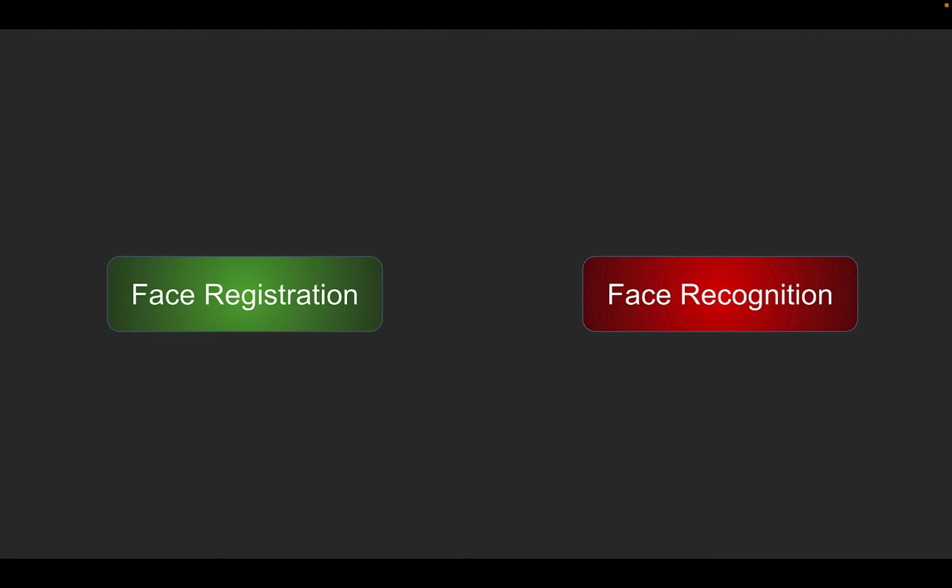Welcome to this lecture. In this lecture, we are going to learn about the working of a facial recognition system. So let's start. A facial recognition system can be divided into two main parts. The first part is face registration and the second part is face recognition. So as the name suggests, in face registration, we are registering faces inside our facial recognition system so that we can recognize them later. And in face recognition, we are going to recognize those registered faces.